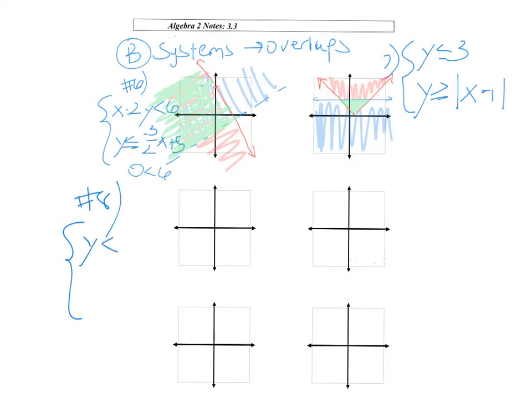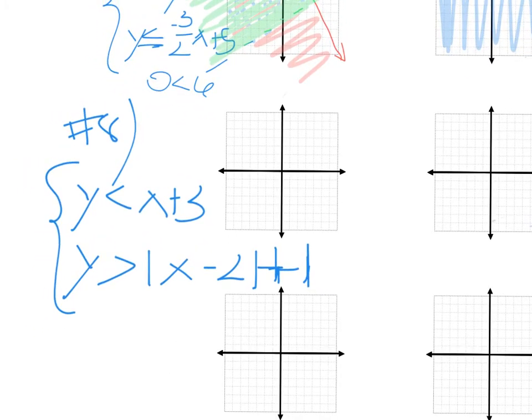y is less than x plus 3, and y is greater than the absolute value of x minus 2 plus 1. You try this. You guys aren't bad. All right, so here we go. y is less than x plus 3, so go to 3, up 1, over 1. It's a dashed line. Did you remember to dash it? Yes. Someone groaned. No. y is less than. All right, less than this way.